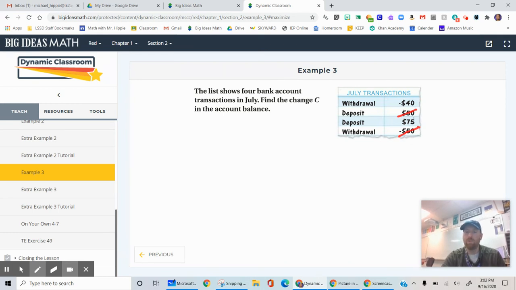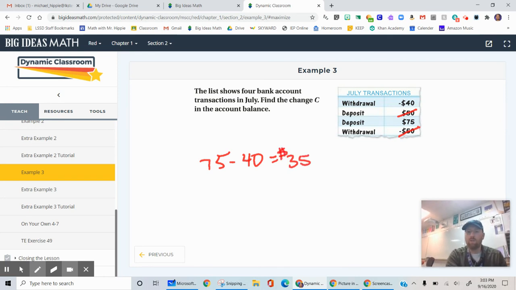So what I can do is look at these 2 numbers and say, which one of these has the bigger absolute value? Well, 75 is bigger than 40. So my answer is going to be a positive number. And at that point, all I've got to do is take 75 and minus that 40. And I get an answer of $35.